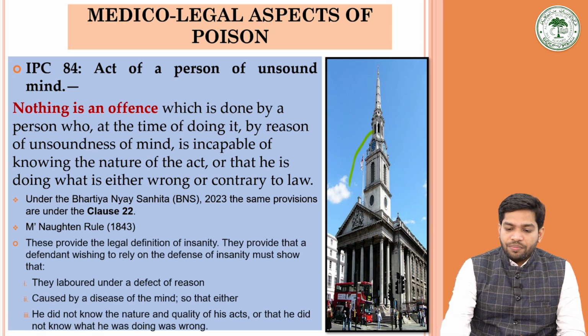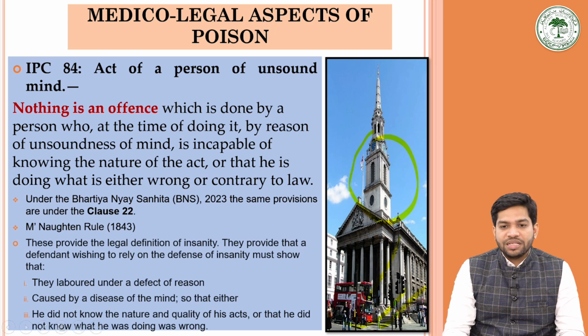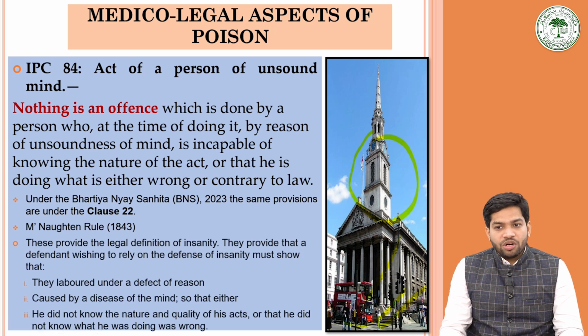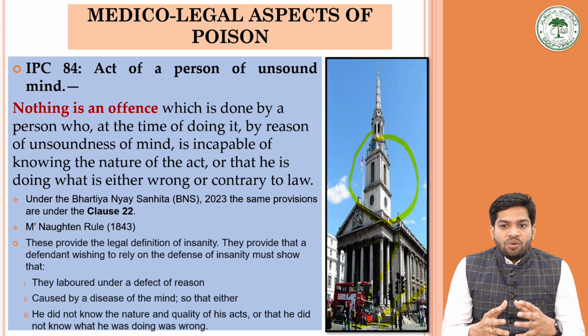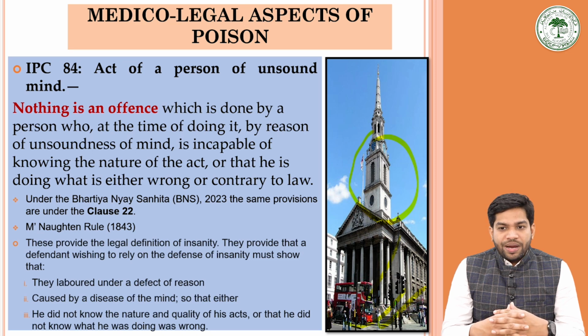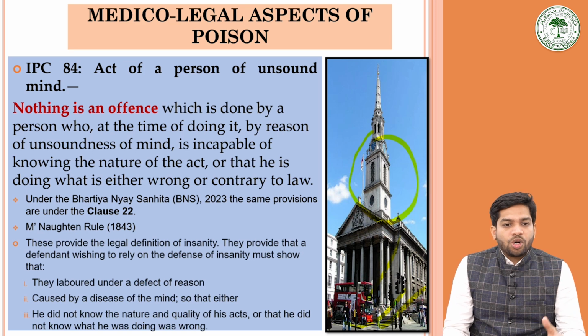This is the parish of Saint Martin. This incident took place in front of this church, the parish of Saint Martin, in Middlesex in the United Kingdom. Daniel M'Naghten took a pistol and shot Edward Drummond. Edward Drummond was the secretary to the Prime Minister of that time. At that time the Prime Minister was Robert Peel, and that shot injured Edward Drummond fatally.